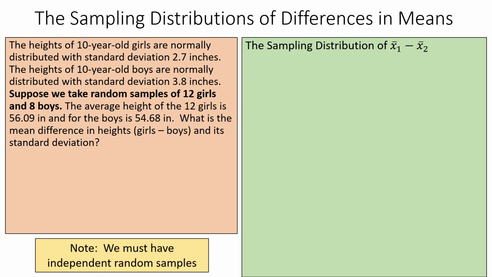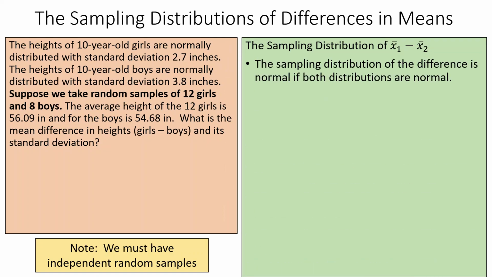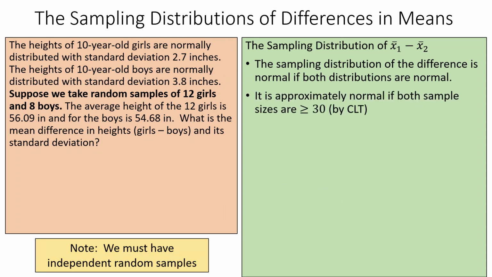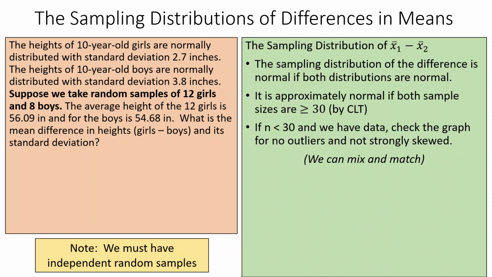Now if we have a sampling distribution, the sampling distribution of the difference is normal if both distributions are normal. So if they tell us ahead of time everything's normal, then the sampling distribution will also be normal. If our sample sizes are greater than 30, that also gives us that it's normal by the central limit theorem. The last option usually is to take a look at the graph and see if there are no outliers in it and it's not strongly skewed.